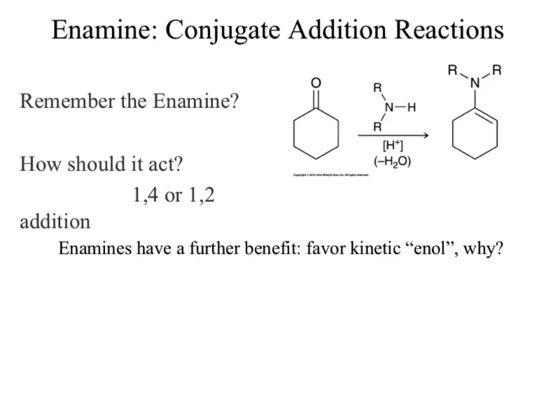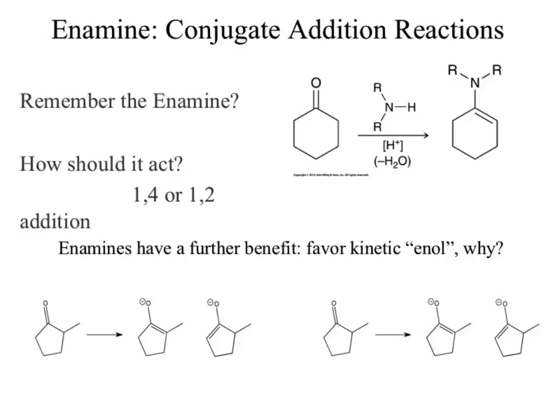They favor the kinetic enol form. What do we mean by that? If we looked at, say, a carbonyl compound, we have two possible enolates that could come out of that, where we have the more substituted double bond versus the less substituted. The more substituted would be the thermodynamic, and the less substituted would be the kinetic. And when we're looking at an enolate, we really have both those options available. But what happens if we switch this over to the enamine?